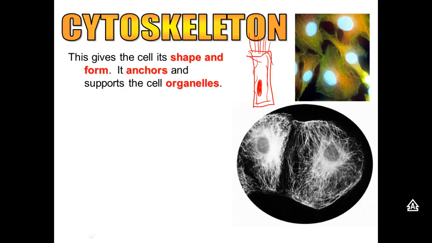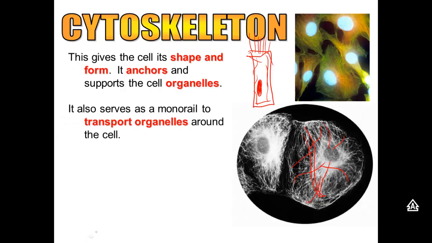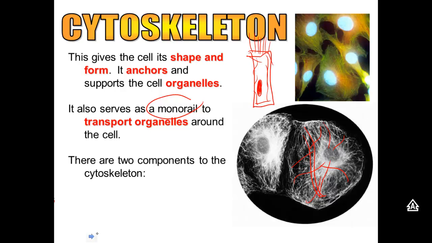The cytoskeleton is also found everywhere within the cell, and it acts as a transport system, almost like a subway or a monorail. And organelles, if they want to move around the cell, they have to move along this cytoskeleton. There's two parts to the cytoskeleton.